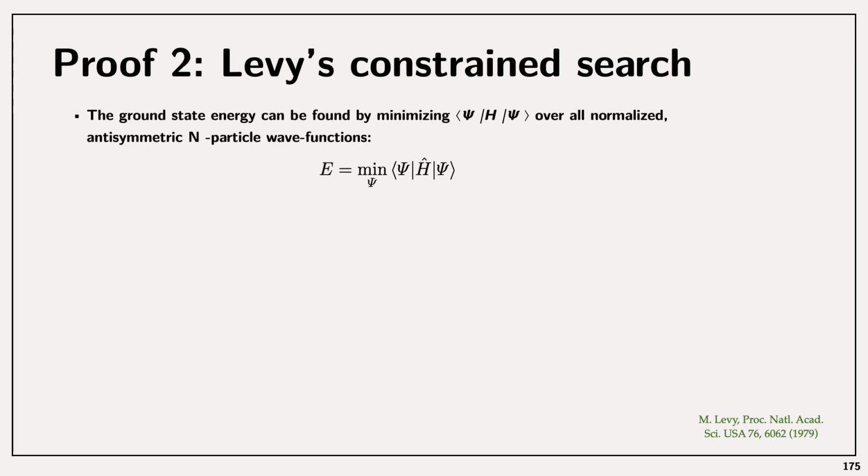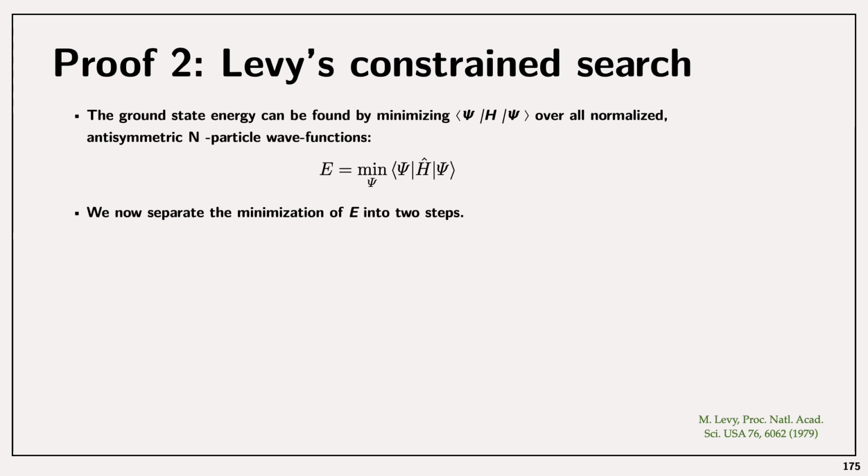This is an equation we've seen a number of times in Hartree-Fock. Now, we can actually decide to constrain our search. And this is exactly where the name Levy's constraint search comes from. And we do it in 2 steps, okay?